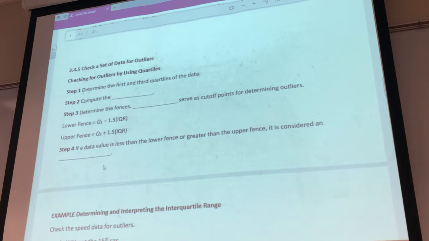So the last thing we're going to talk about is, nope, not the last thing, sorry. We're going to talk about outliers, and then we'll talk about percentiles, and then we'll move on to 3.5.